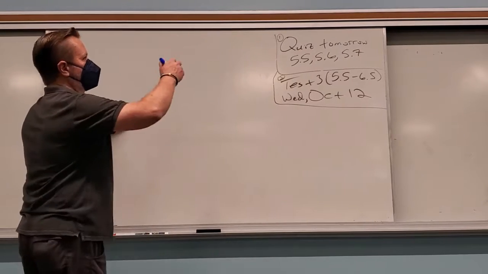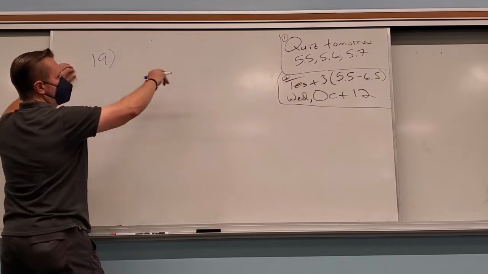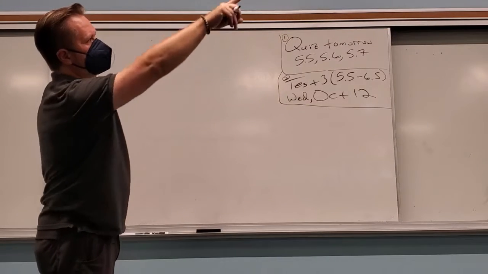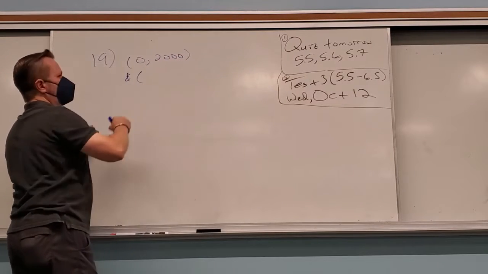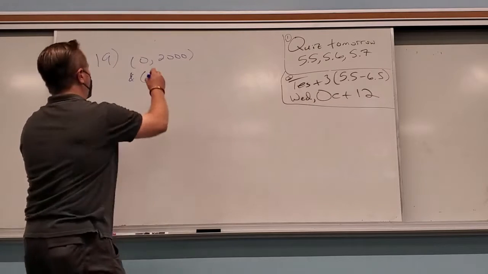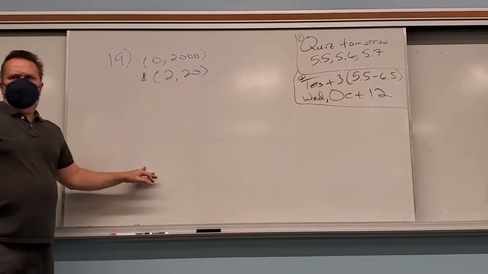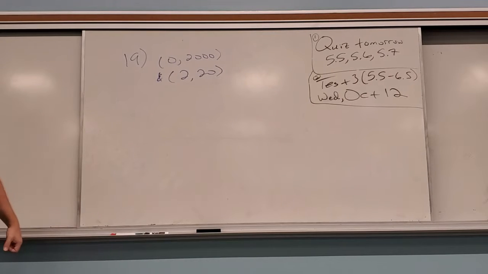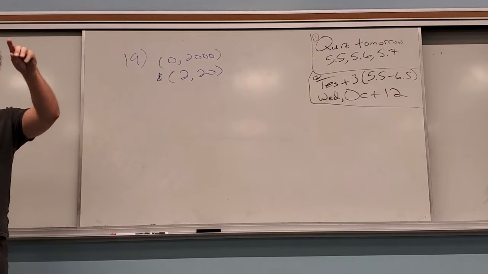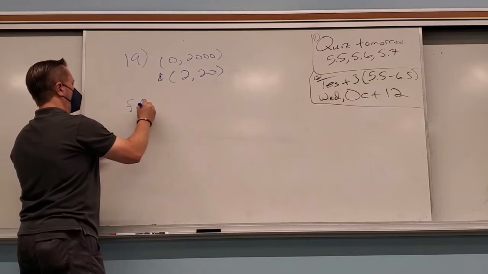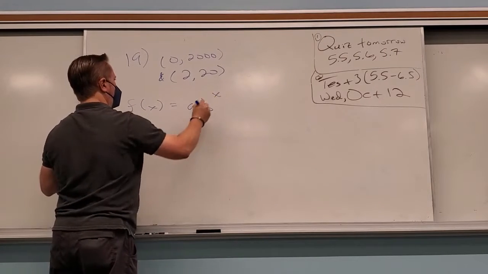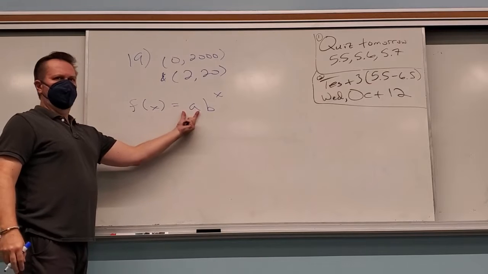Okay, so let's look at number 19. 19 says, find the exponential function that passes through (0, 1000) and (2, 220), right? Can somebody tell me what an exponential function looks like in general? No, I'm sorry, not the graph, but what the function looks like. A to the x. Yeah, so a times b to the x. So there's two things I don't know, the coefficient and the base.